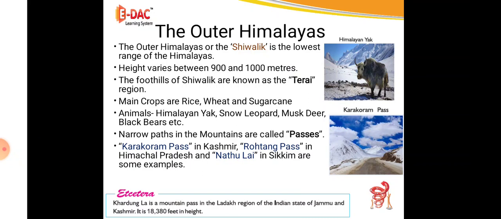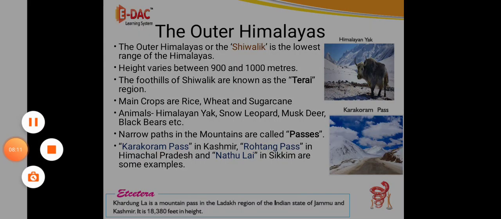Narrow paths in the mountains are called passes. Karakoram Pass in Kashmir, Rohtang Pass in Himachal Pradesh, and Nathu La in Sikkim are some examples of these passes. Do you know Khardung La is a mountain pass in the Ladakh region of the Indian state of Jammu and Kashmir? It is 18,380 feet in height.